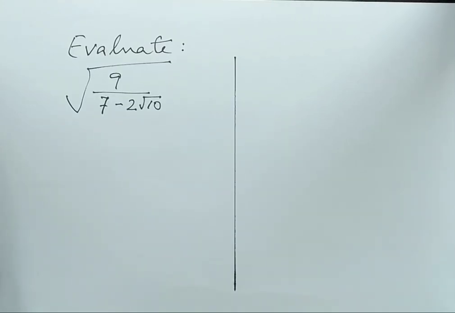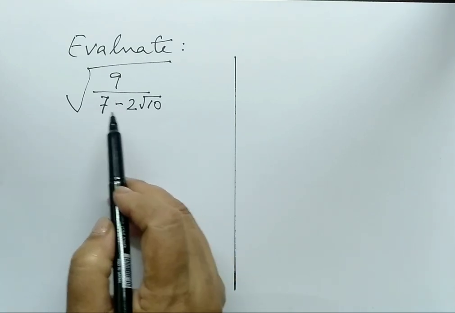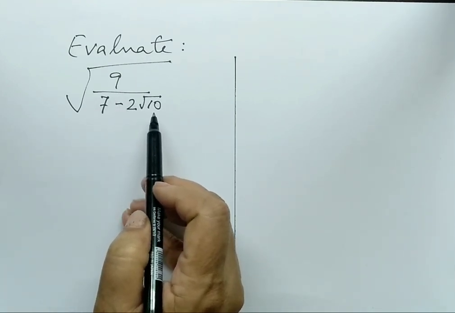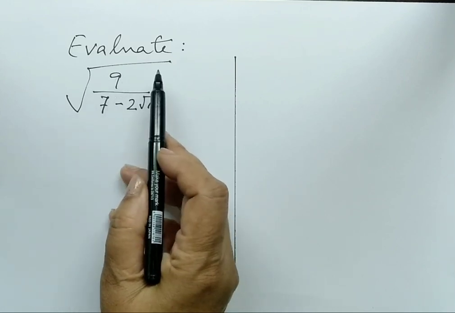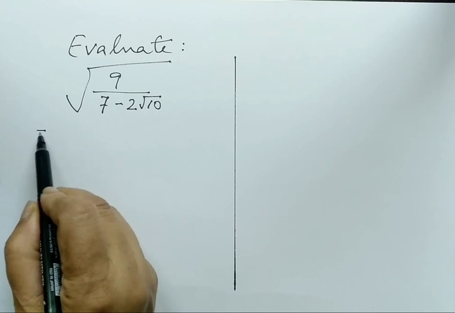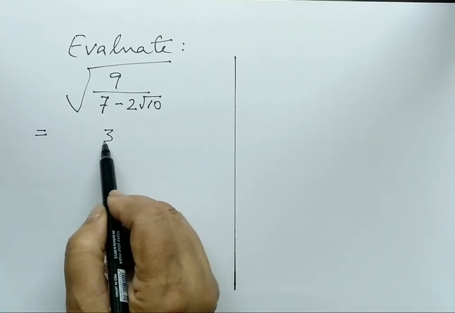So here we have a very nice sum for you to understand and do. Alright. So this is 9 upon 7 minus 2 root 10 under root. Alright. So guys, just follow me as I go.